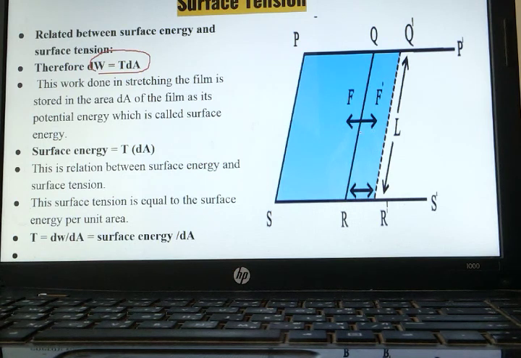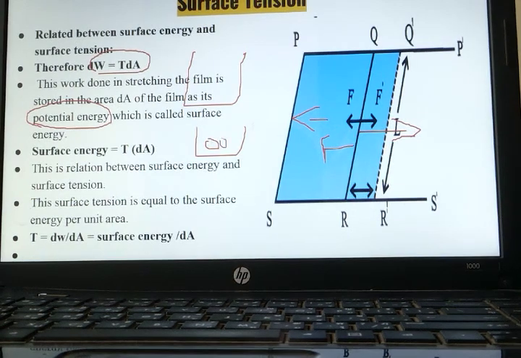Now whatever work has been done, we are doing work against the inward force. So this work can be stored in the form of energy, and this energy is called potential energy. Previously we have seen there was a water particle. As this water particle was moving upwards, it was gaining potential energy by doing work against the force of gravity.